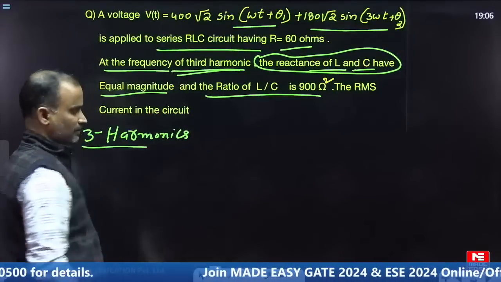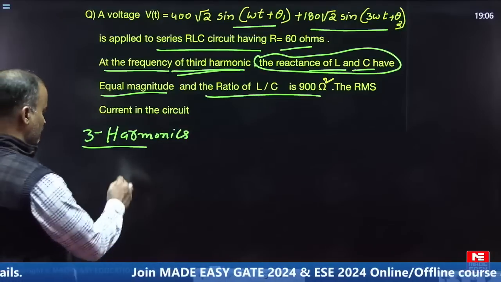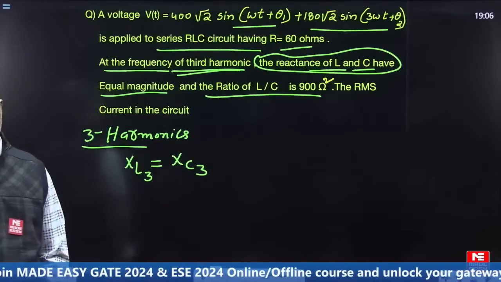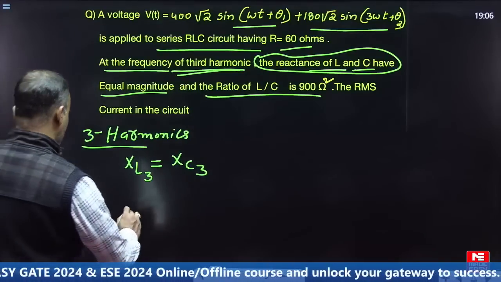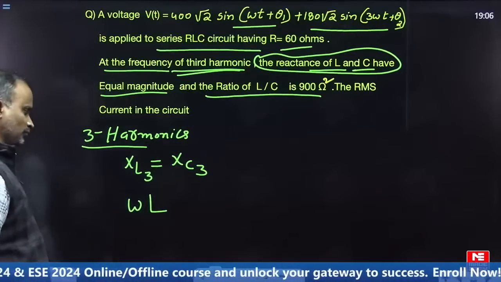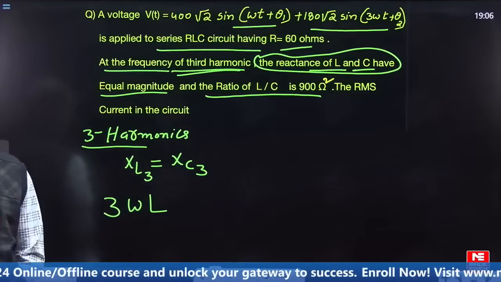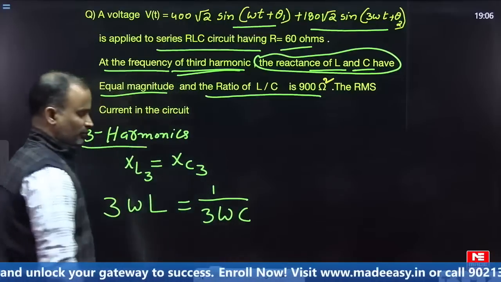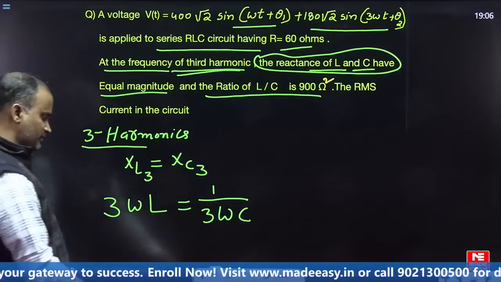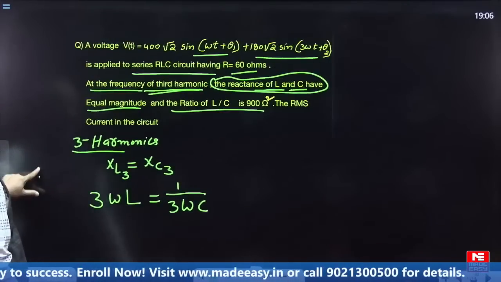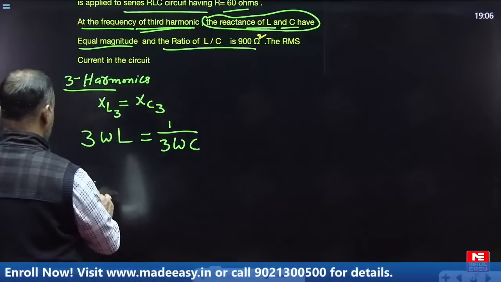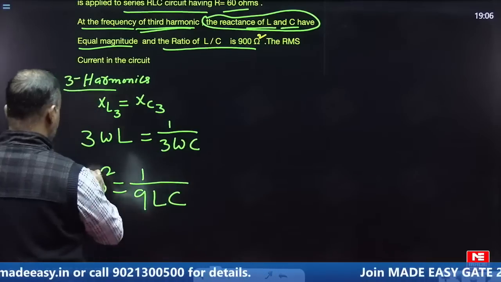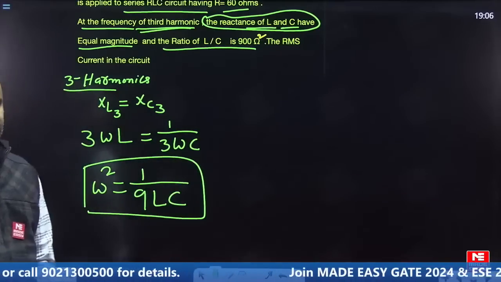Corresponding to this third harmonic, indirectly you can conclude that XL3 equals XC3. Now what about the XL formula? The general formula is omega L. But in this one, what is the frequency? 3 omega, because it is the third harmonic. For XC we write 1 by 3 omega C, because we are writing corresponding to the third harmonic frequency. If you rearrange this expression, can I write omega square equal to 1 by 9 LC? We got one relation corresponding to omega square.